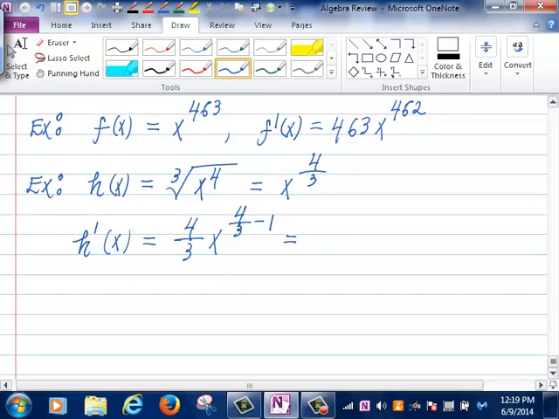So what is that equal to? 4/3 x to the 4/3 minus 1 is what? Everybody says that. It's 1/3. 4/3 minus 1, that's 1/3. So that's the derivative, okay?